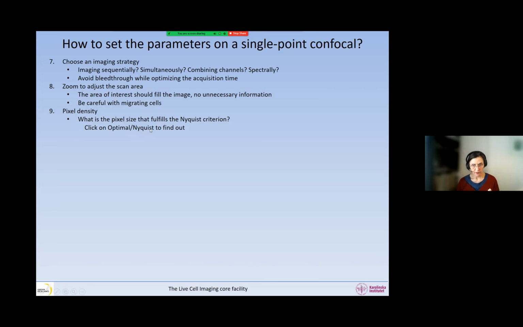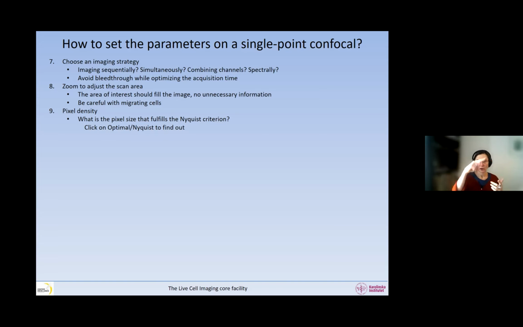Very easy, we click on the button. When we click on the button, the software is going to have a look at which wavelengths you're using and which objective you're using, and it will calculate the pixel size that fulfills the Nyquist criterion. You push the button, it gives you that. So it will change the pixel size to the correct pixel size. You could decide to sample more, but you don't need to, because it will not give you any more information if you oversample compared to sampling at the Nyquist criterion.